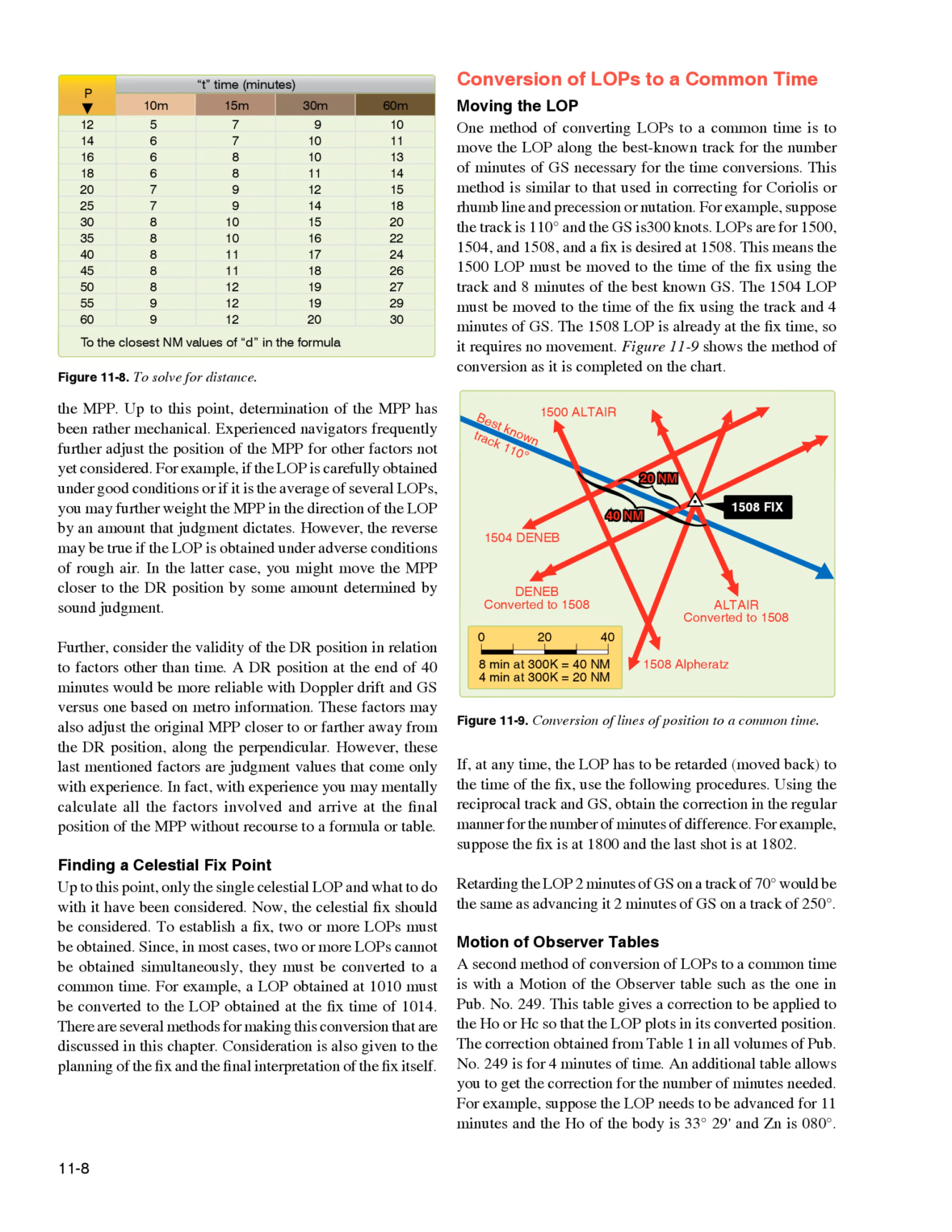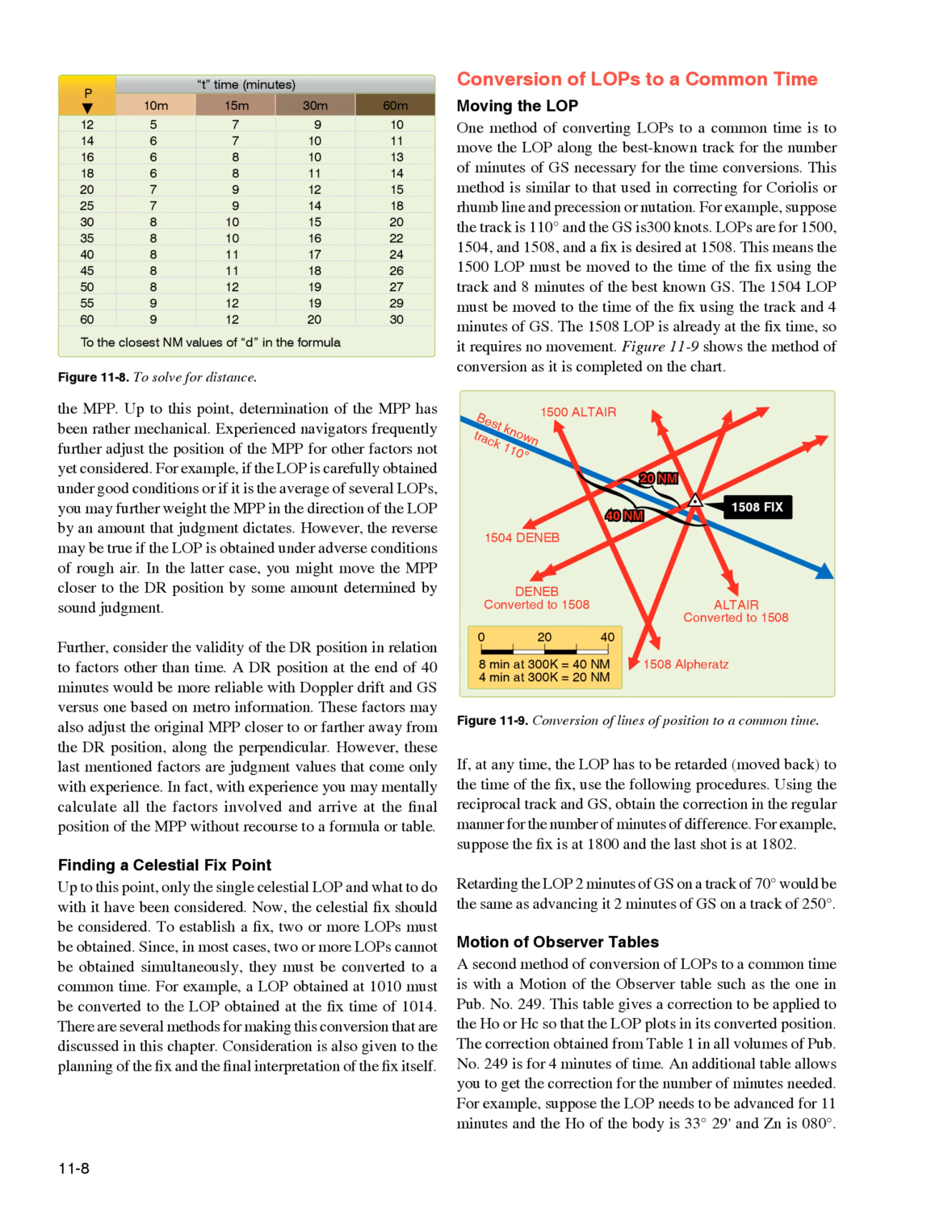Finding a celestial fix. Up to this point, only the single celestial LOP and what to do with it have been considered. Now, the celestial fix should be considered. To establish a fix, 2 or more LOPs must be obtained. Since, in most cases, 2 or more LOPs cannot be obtained simultaneously, they must be converted to a common time. For example, a LOP obtained at 1010 must be converted to the LOP obtained at the fix time of 1014. There are several methods for making this conversion that are discussed in this chapter. Consideration is also given to the planning of the fix and the final interpretation of the fix itself. Conversion of LOPs to a common time.